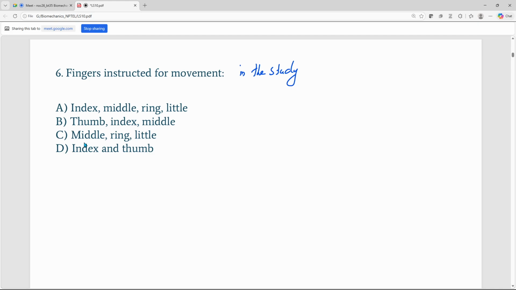Which were the fingers instructed for movement in the study? Options are option A, index, middle, ring, and little. Option B, thumb, index, and middle. Option C, middle, ring, and little. Option D, index and thumb.